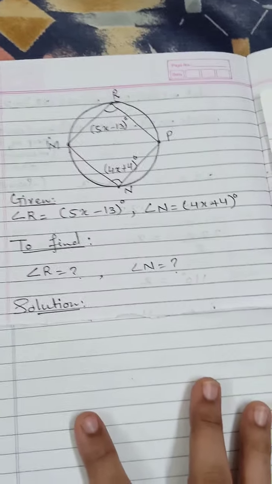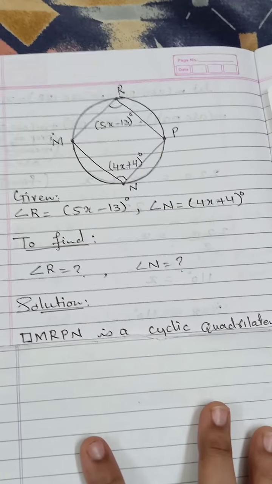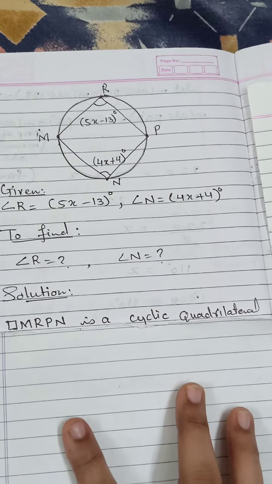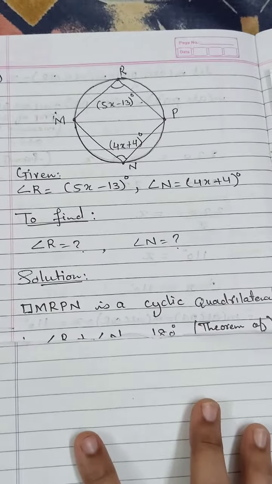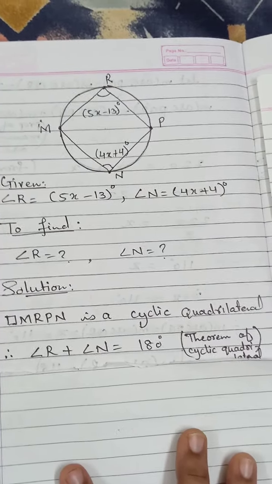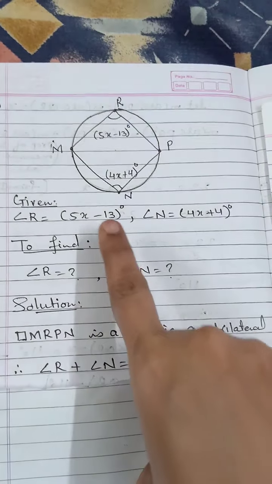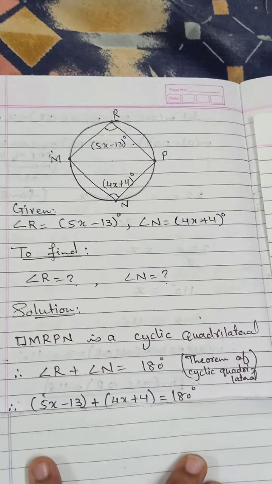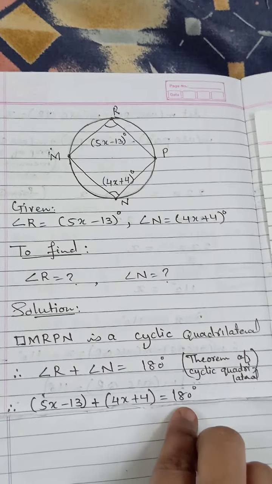The quadrilateral MRPN is a cyclic quadrilateral. Only if it is a cyclic quadrilateral can we apply the cyclic quadrilateral theorem here. The theorem says opposite angles are supplementary. So angle R plus angle N is equal to 180 degrees. Now we'll substitute the values given to us: angle R is 5x minus 13 and angle N is 4x plus 4, and the sum equals 180 degrees.